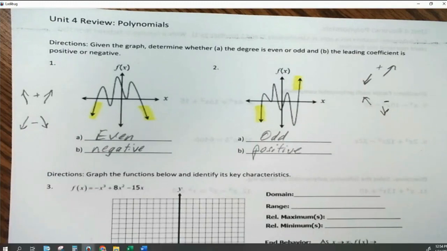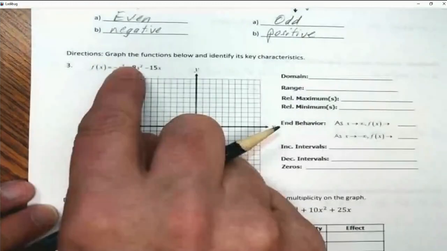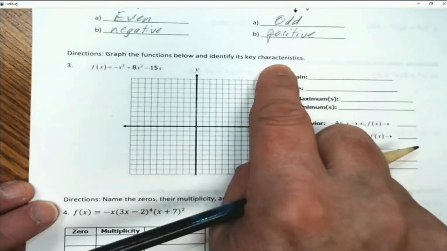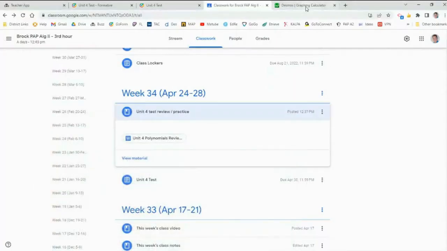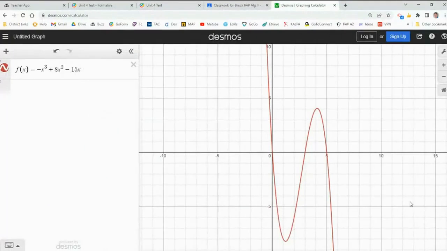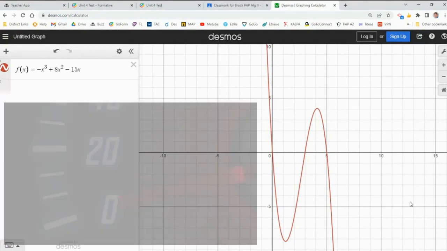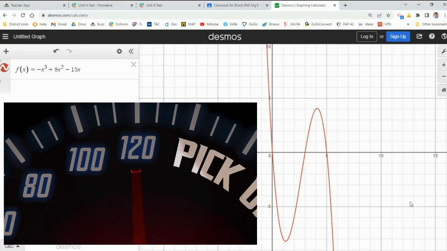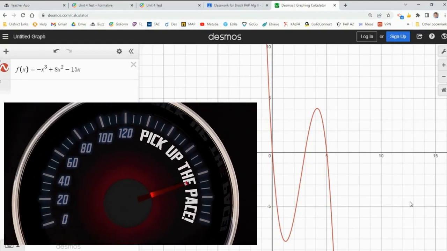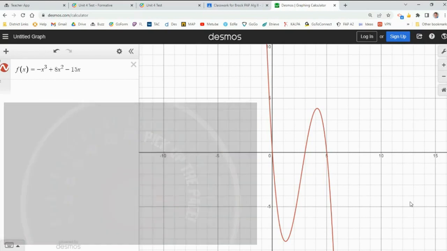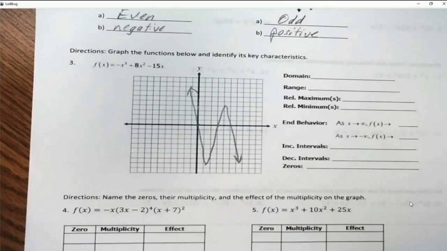All right, let's look at the next ones. Graph the function below and identify its key characteristics. So I've taken this function and I have put it in Desmos for us, so we already have it graphed. So I'm going to copy that graph to our paper real quick. It goes down. Here, 3, 4, 5. So I'll graph us. But overall, that's a pretty accurate replication of it.